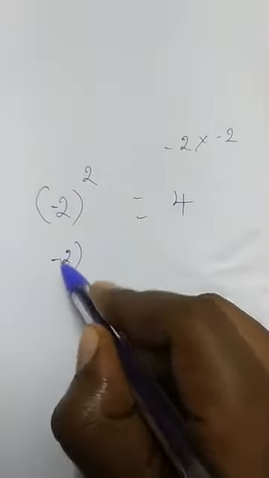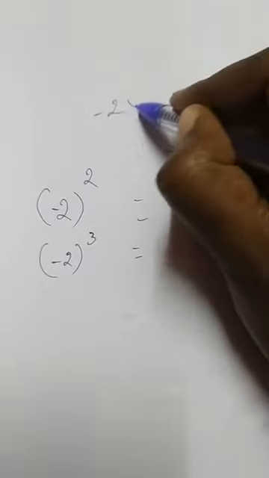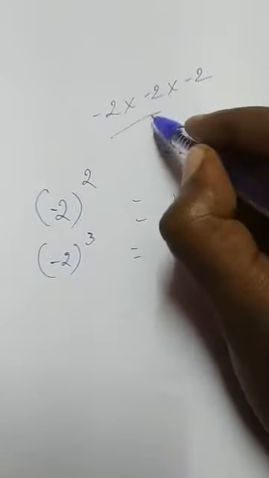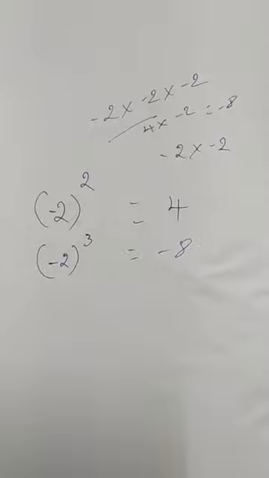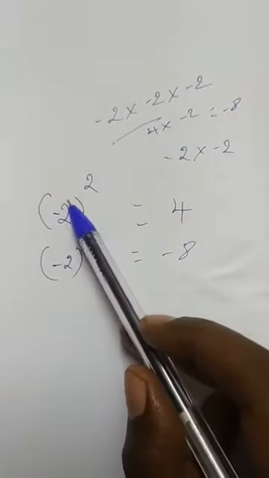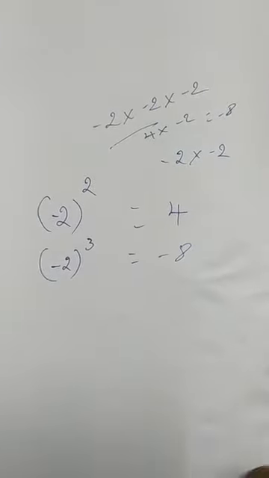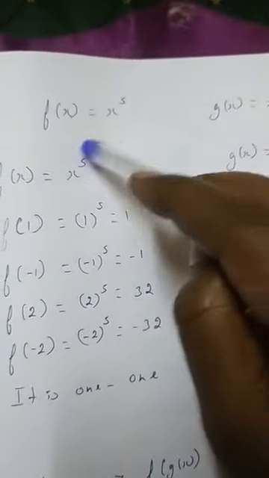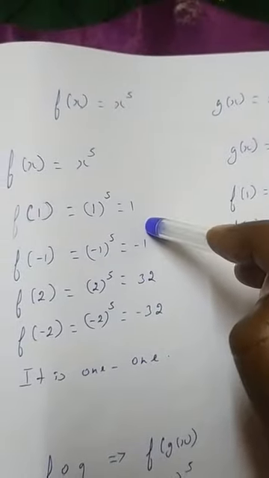In the same way, when a negative number has an odd power, for minus 2 power 3 we have minus 2 into minus 2 into minus 2. Minus 2 into minus 2 is plus 4, and 4 into minus 2 is minus 8. So the answer is negative. Please understand this clearly: a negative number with an even power gives a positive answer, and with an odd power gives a negative answer. Now coming back to the question, here the power is 5, an odd number. Therefore any negative number gives a negative answer.